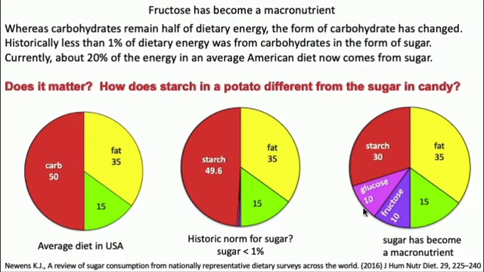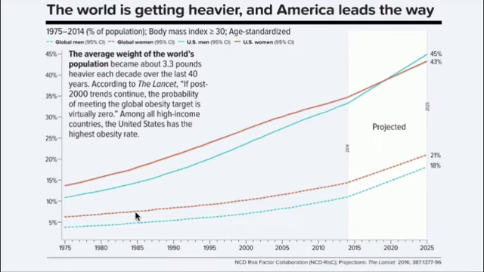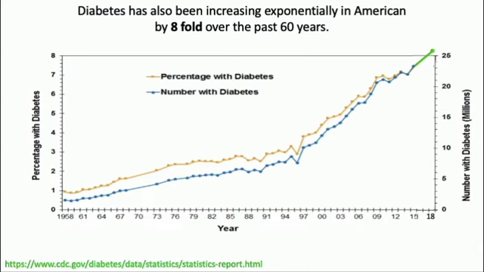Specifically, our intake of fructose has been growing exponentially. Interestingly, in the same time frame, the epidemic of obesity has been growing exponentially. And the epidemic of diabetes has been growing exponentially. It seems remarkable to me that since 1960, the incidence of diabetes in America has grown eightfold. It went from about 1% of Americans up to over 8% of Americans currently.